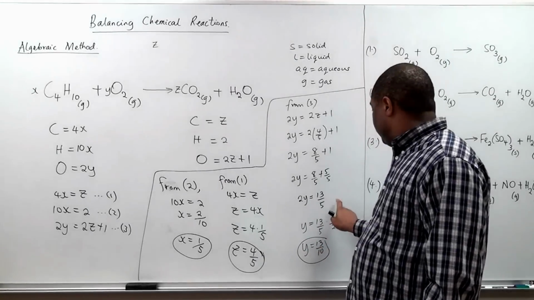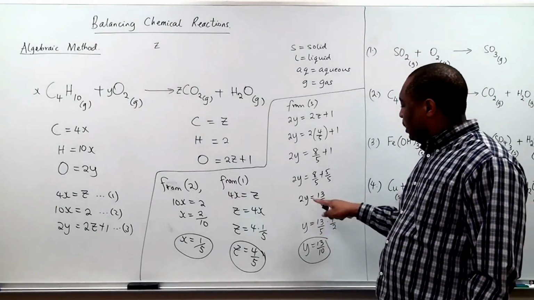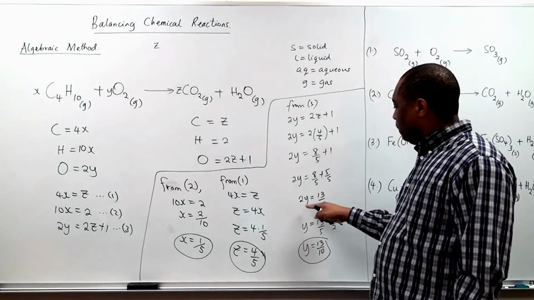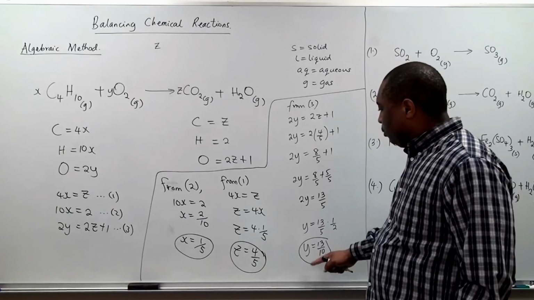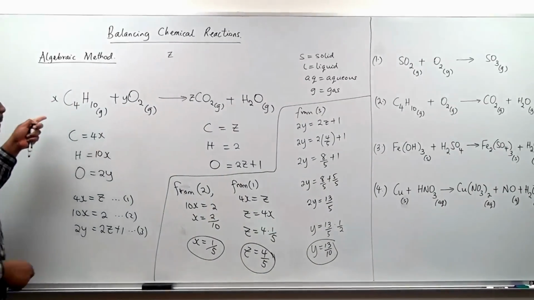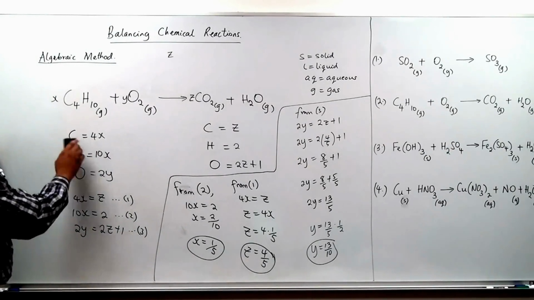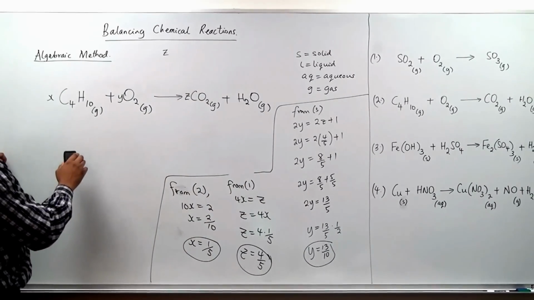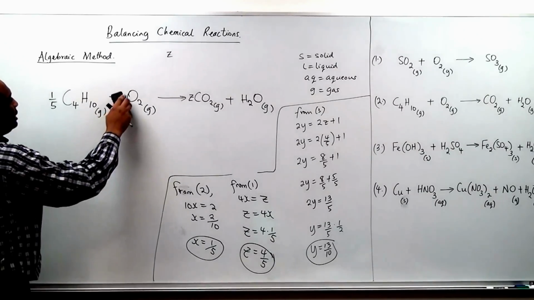If you're confused, here you can also multiply by the LCD. LCD is 5. Then 5 times 2, 10y equal to 5 times 13 over 5, which is 13. 10y equal to 13, then y equal to 13 over 10. Okay? So we found x, y, and z. Now let's go ahead and plug it in here, and then we check by inspection. I'm just going to clean this so I'll have some space. We just plug it in here. Our x is now 1 over 5. Our y is 13 over 10.